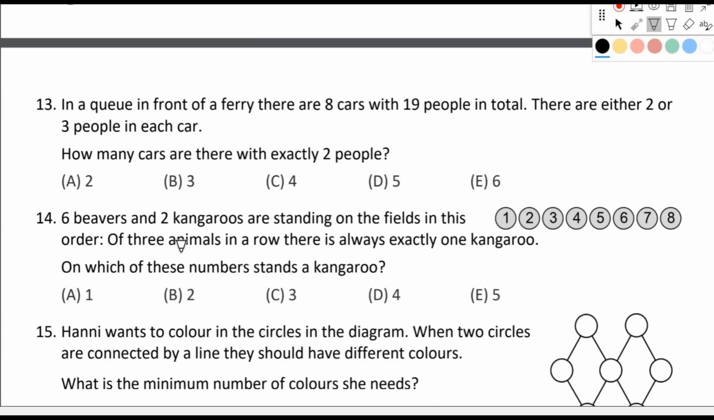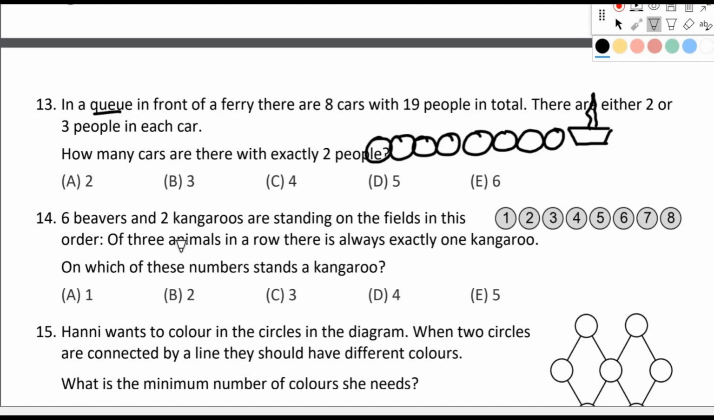Moving forward, 13th question. In a queue in front of a ferry, there are 8 cars and 19 people in total. So there is a ferry. I'm just drawing the ferry, a kind of boat. And in front there are 8 cars: 1, 2, 3, 4, 5, 6, 7, 8. And there are 19 people in total. So there are either 2 or 3 people in each car. The question is how many cars have exactly 2 people. So that means 3 is the maximum number of people.